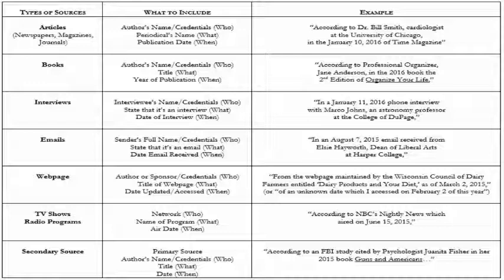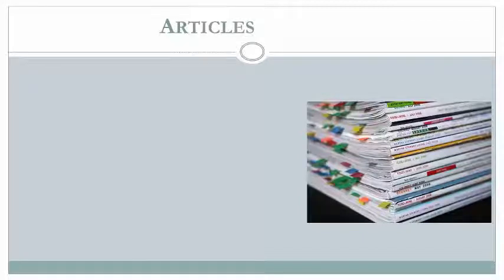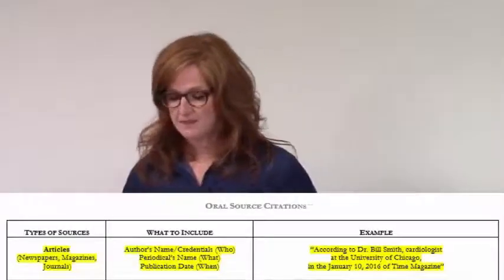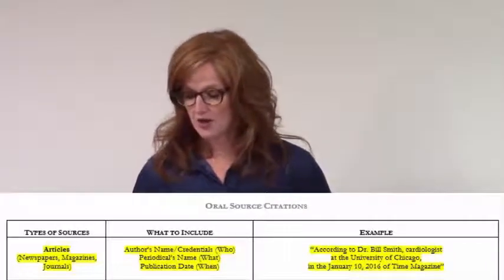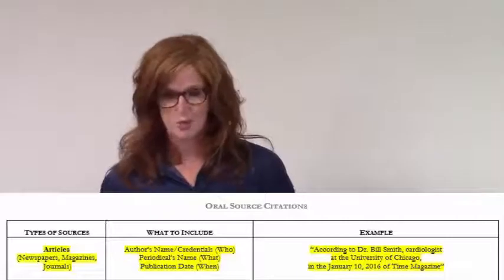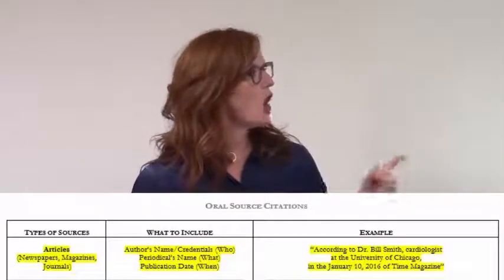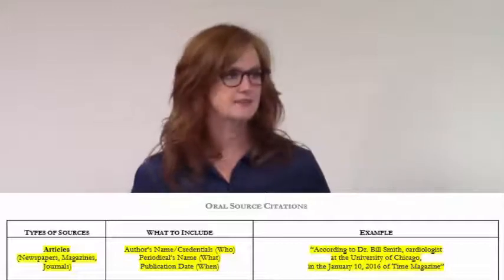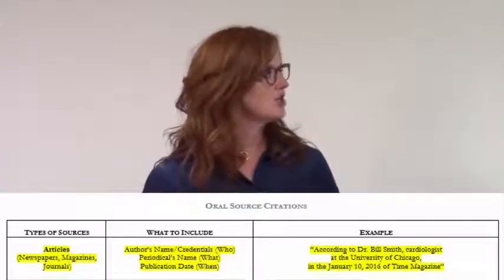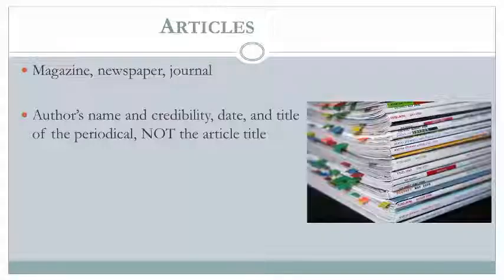I have a handout that I passed out to each of you that creates a chart that just kind of breaks it down and makes it even simpler. Let's say you're citing an article, a magazine article, a newspaper, a journal article. If you go to the far left column and find article on there, and then go over to the right, it will tell you the things that you need to include. The author's name and credibility, the date that the article was published, and the title of the periodical, not the article title.